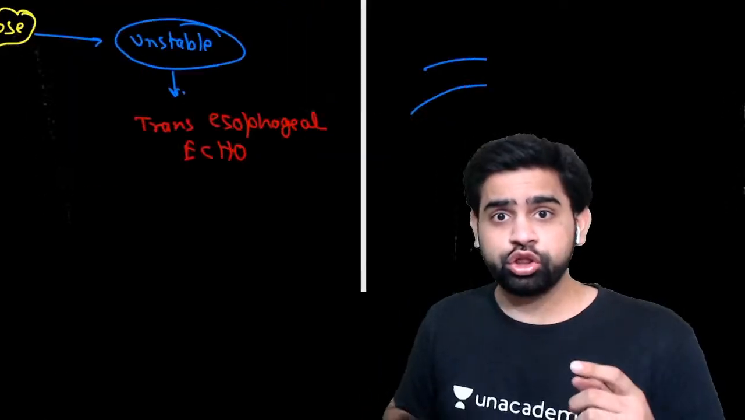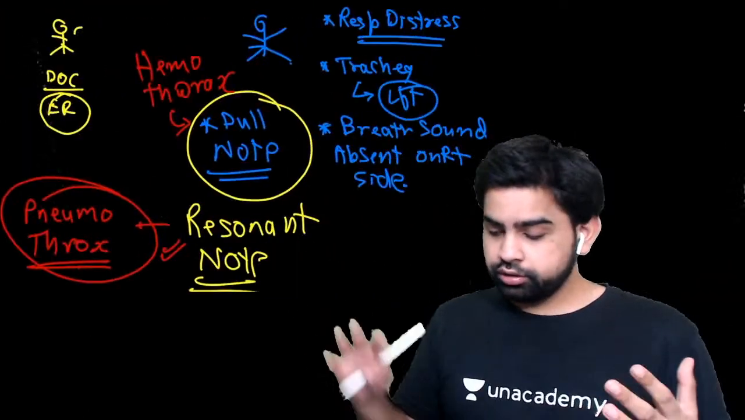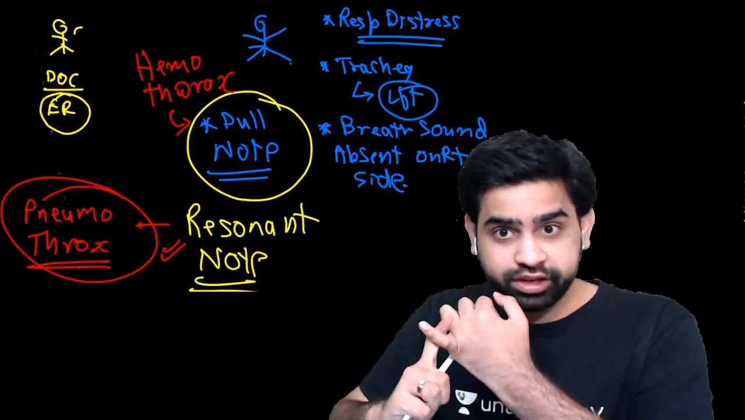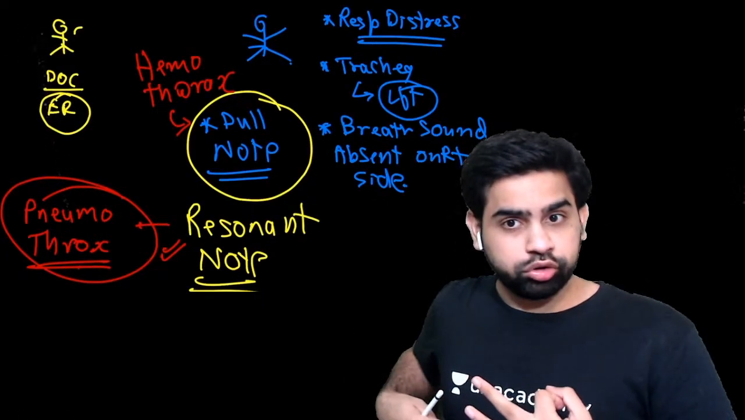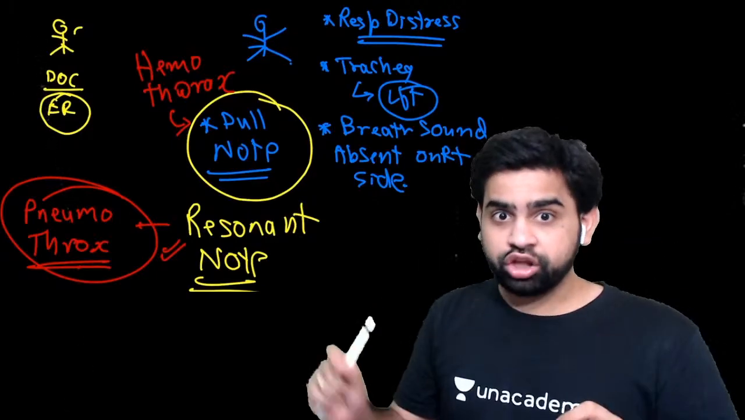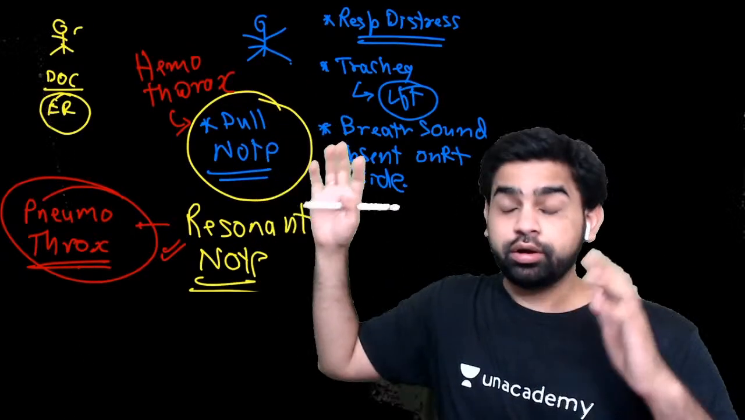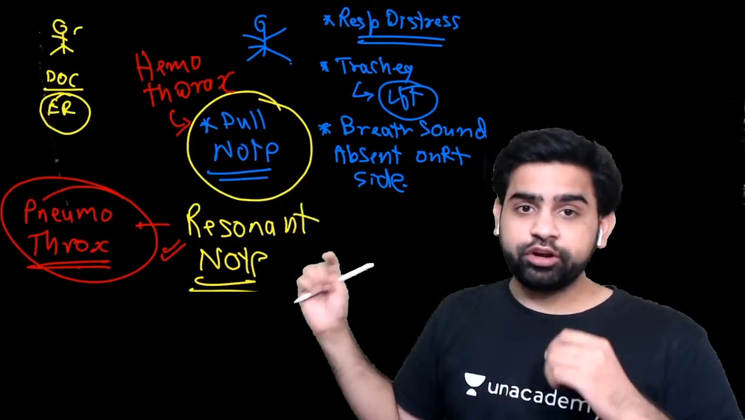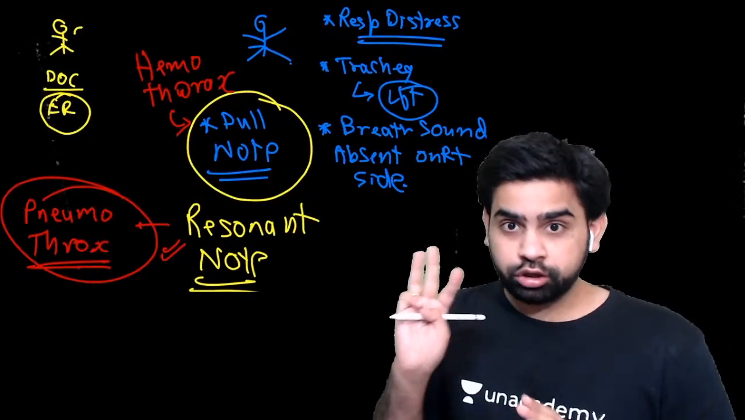In the third question, the patient is in respiratory distress, the trachea is deviated to one side, and there is an absence of breath sounds on the other side. On percussion, if you get a dull note, it is a hemothorax. If you get a resonant note, the diagnosis is a pneumothorax. That is what you needed to understand in the third question.